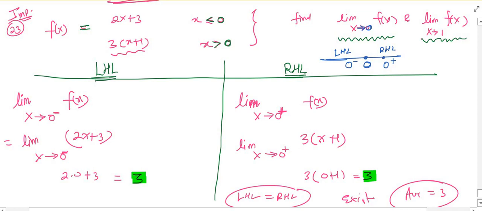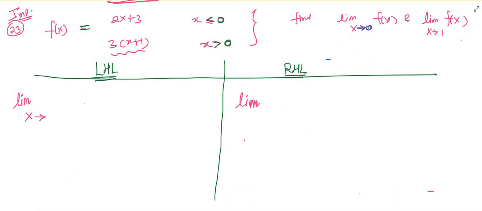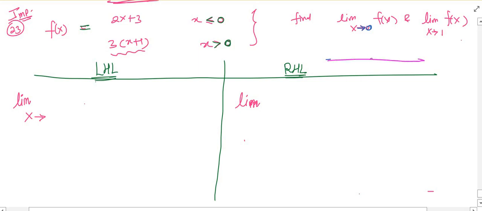Same way we will solve x is tending to 1. So this was for x is tending to 0. For x is tending to 1, we will show it on a number line. LHL means 1 minus, and RHL means 1 plus. Okay? So the notation of LHL is limit x going to 1 minus of f of x, and for this, x is going to 1 plus of f of x. Okay, let me write it clearly.